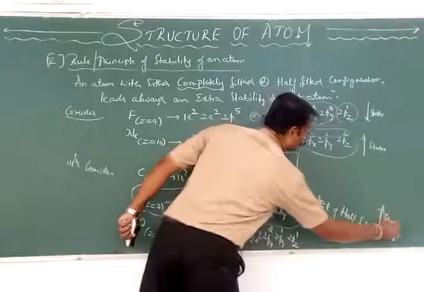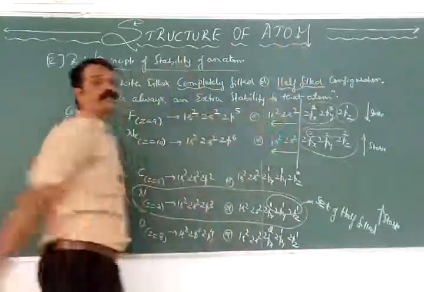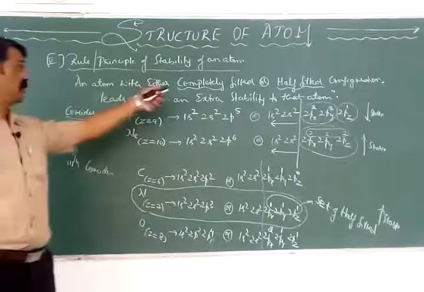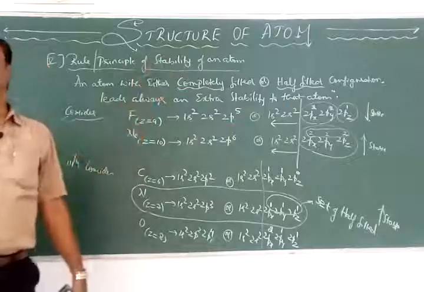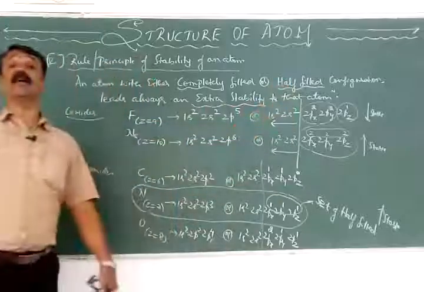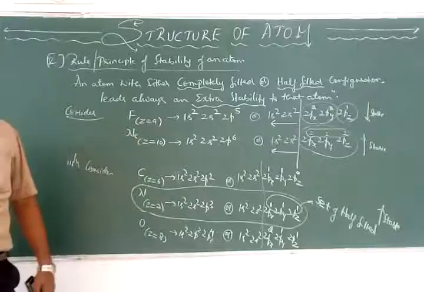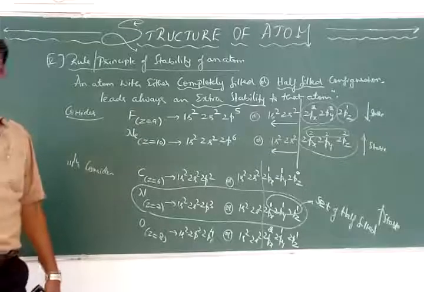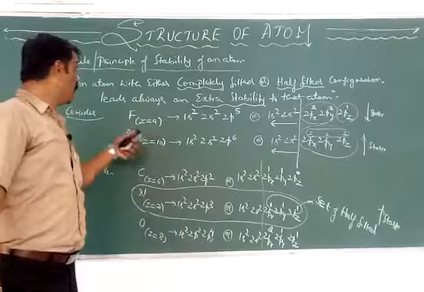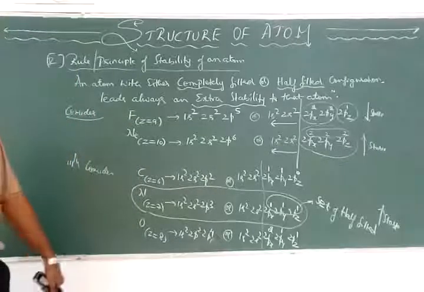Half filled is also considered to be more stable. Means any element or atom which has either a completely filled or a half filled configuration always leads to extra stability for that particular atom under consideration. So among carbon, oxygen and nitrogen, nitrogen is found to be the relatively more stable element because it has a set of half filled 2p orbitals. In case of fluorine and neon, neon has the highest stability because it has a set of completely filled orbitals.